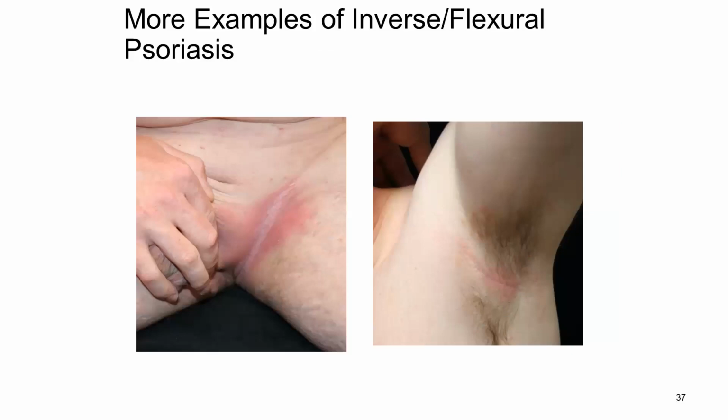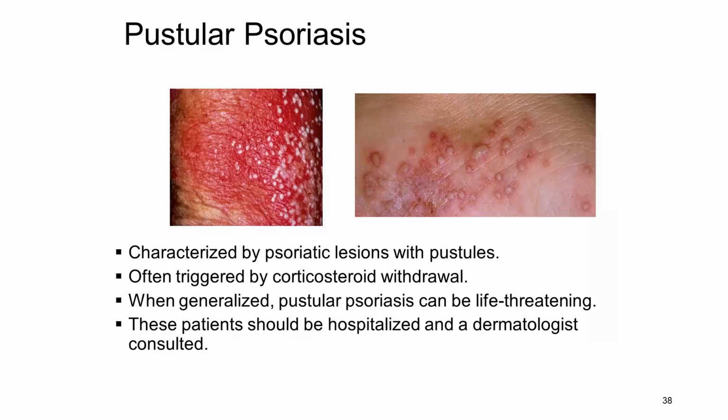Then inverse flexural psoriasis in the body folds, with more maceration and less scaling. Then pustular psoriasis may occur as pustules on psoriatic plaques or directly as pustules, often triggered by withdrawal of corticosteroids. When generalized, it can be life-threatening.